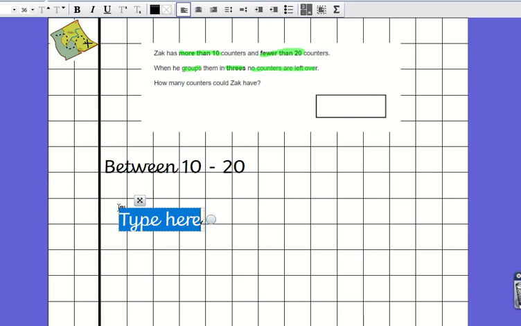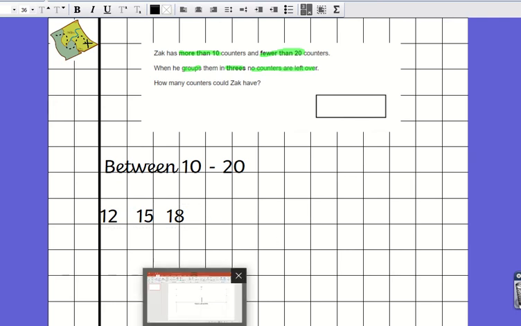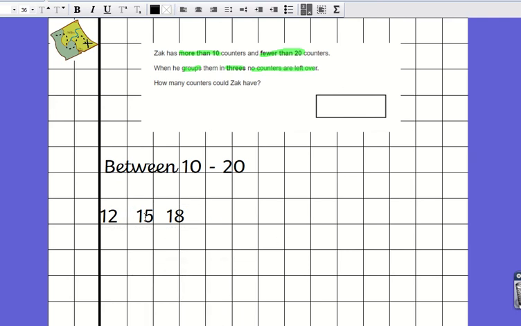So I'm going to write out my 3 times table, but I'm not going to do 3, 6 or 9 because they're less than 10. So I'm going to do 12, 15, 18, as 21's higher. So how many counters could Zach have? You would write all 3 of those answers in your box, or one of them. If you write all 3, you'll definitely get it right, won't you? Okay.